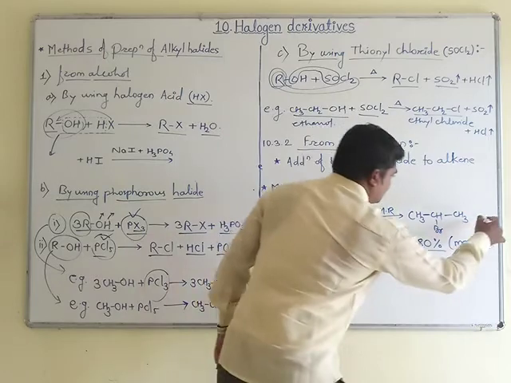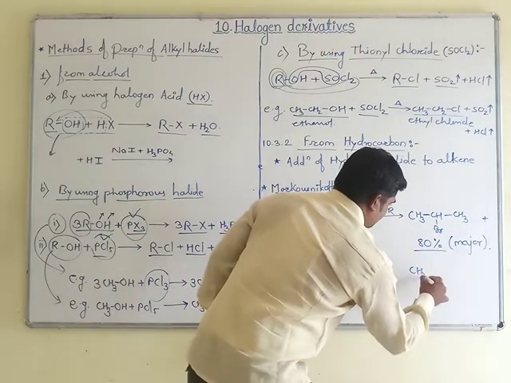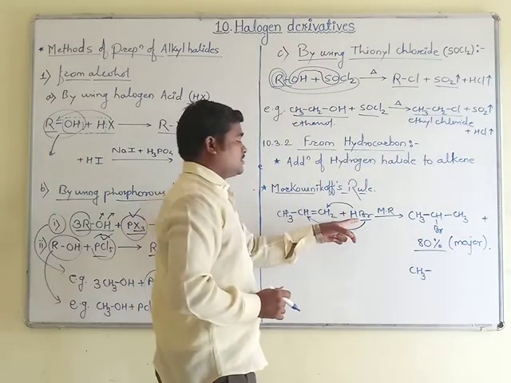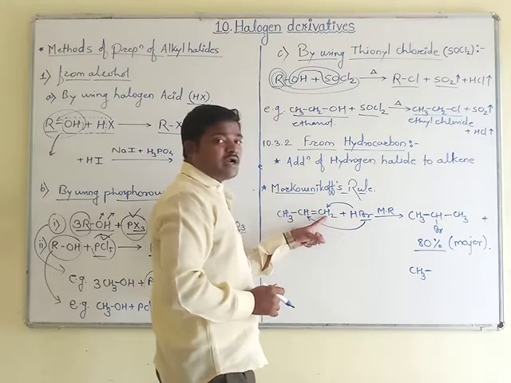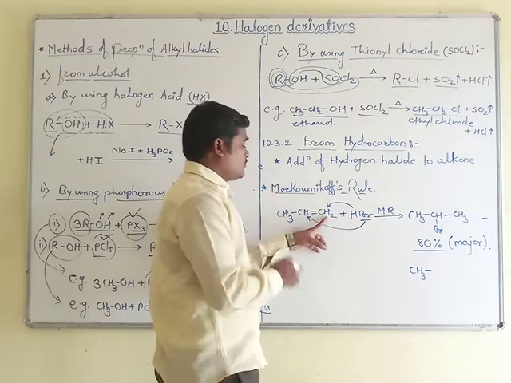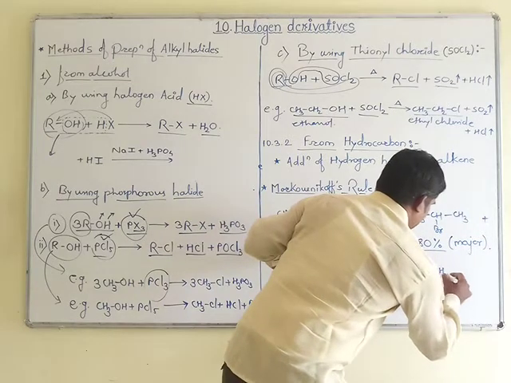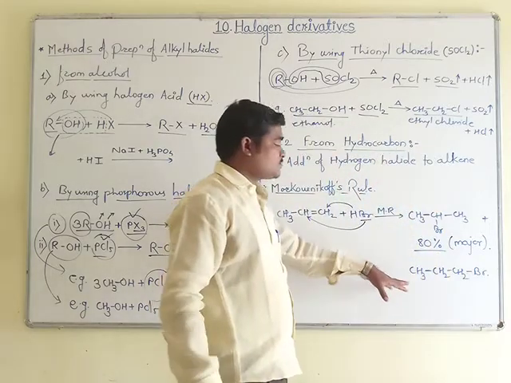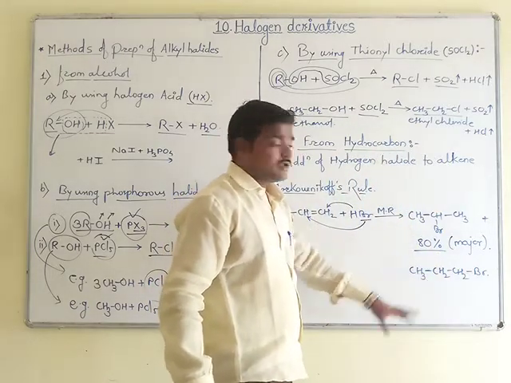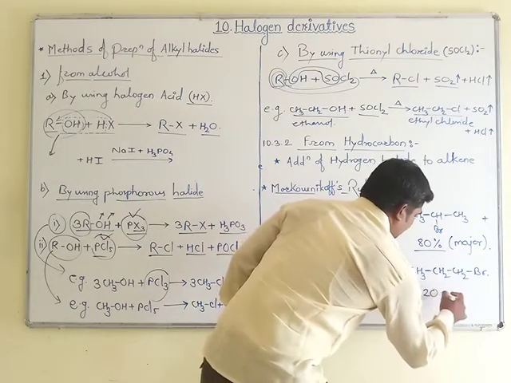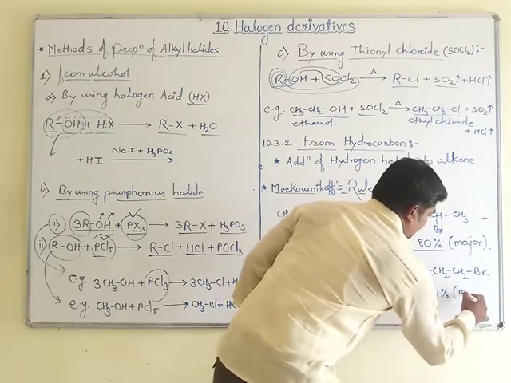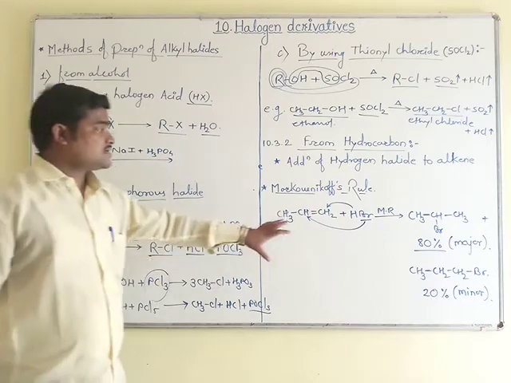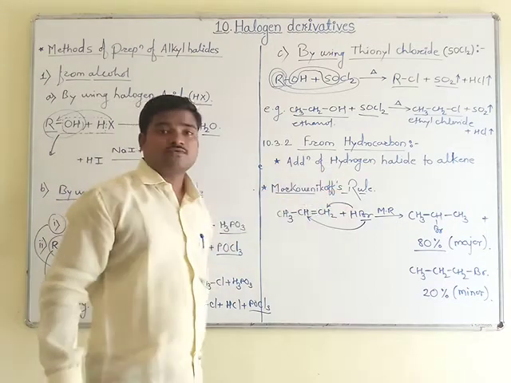Along with it, the other product we are getting is CH3. Here what will happen? The negative part of the reagent adds to that part where the hydrogen atoms are more. So we are getting CH3CH2CH2Br. The name of this product is 1-bromopropane, and here we are getting 20%, and that product we are calling the minor product. Now this is the addition according to Markovnikov's rule.